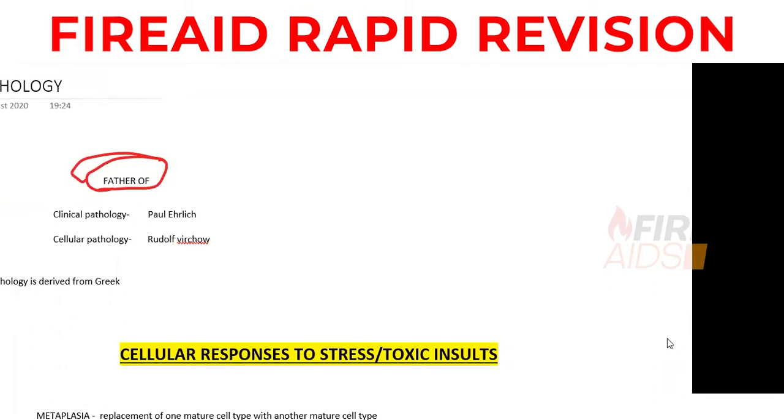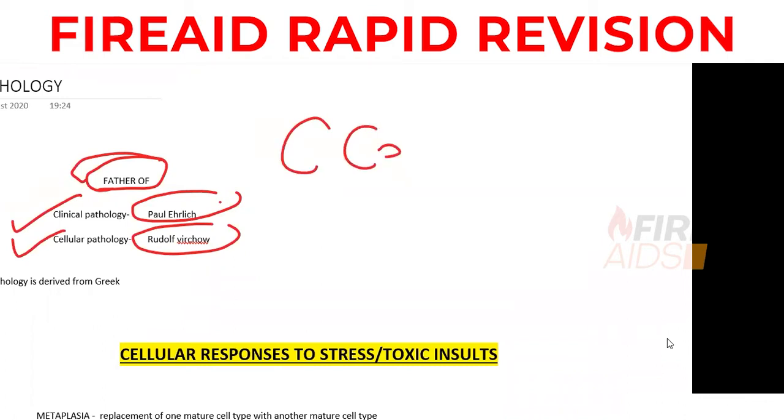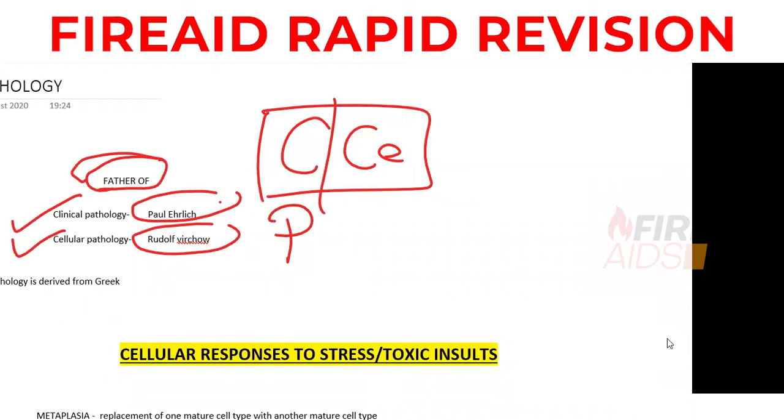One is Paul Ehrlich, another is Rudolf Virchow. Paul Ehrlich is the father of clinical pathology, whereas Rudolf Virchow is the father of cellular pathology. So clinical and cellular pathology. These two fathers are very important. Clinical means Paul Ehrlich. Cellular pathology means it's Virchow.